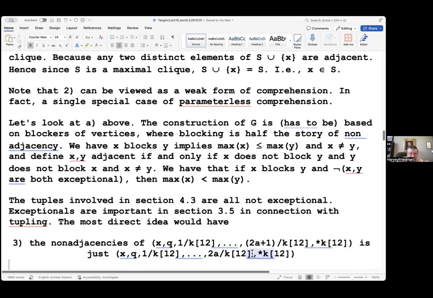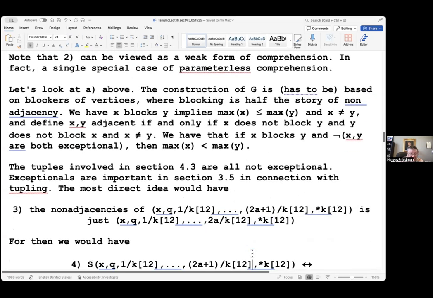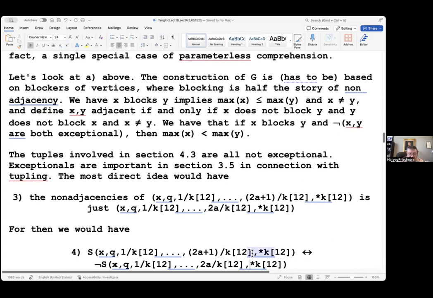All right. Tuples are all not exceptional. Okay. Exceptionals are important in section 4.5, in connection with tupling. So that's a whole other story. And when we did tupling, we used exceptionals in there. Okay. All right. Now, this is a bad English way of talking about the things that are not adjacent. But there's a reason I want to make the analogies between things I do here, the connection between statements, as clear as possible.